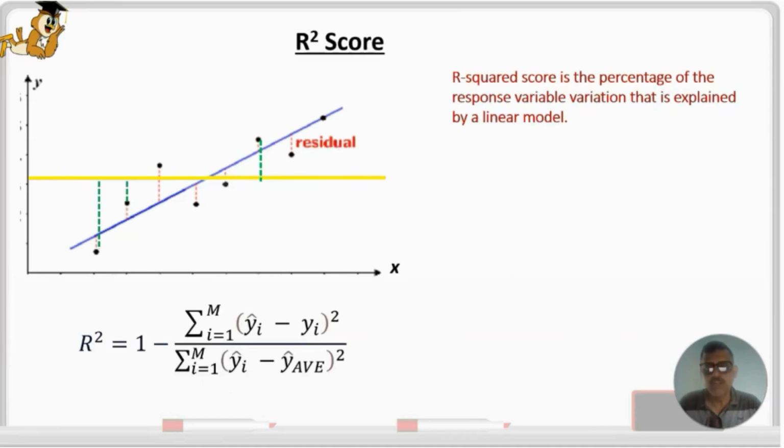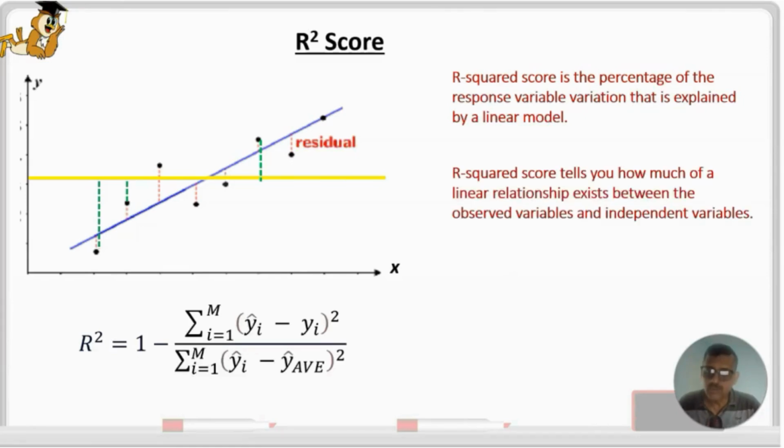In other words, it is a measure of how good your linear regression model is. How much better than the average y hat is your linear regression model? That is what the R square score indicates.